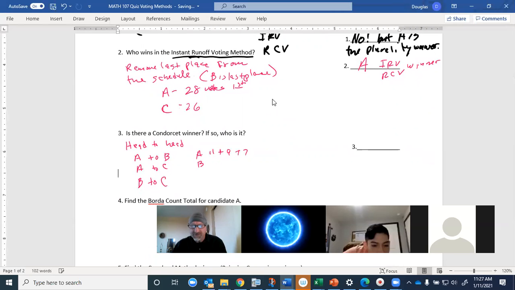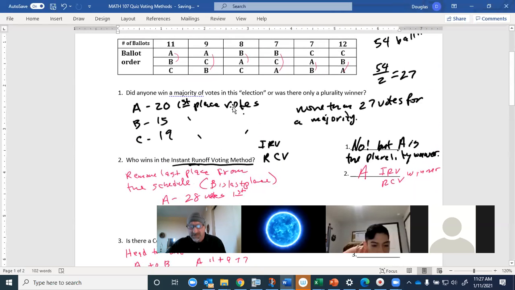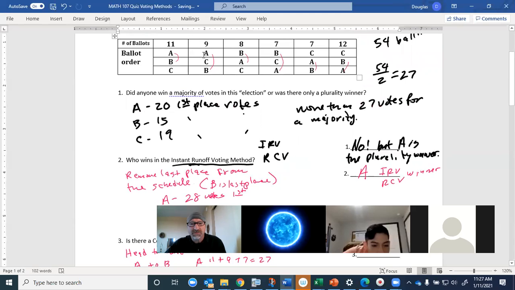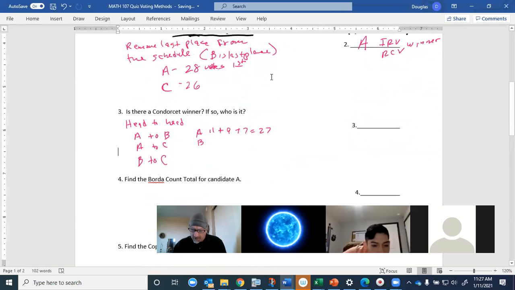And then what did B have? That's a total of 27 for A. So B must have gotten 27 also. So B had 8 here plus 7 plus 12, which is also 27. If there's a tie ever in Condorcet, there is no Condorcet winner. For A to be a winner, they have to beat B and C both times. Okay, it's a tie. So basically, they would get a half a point each.